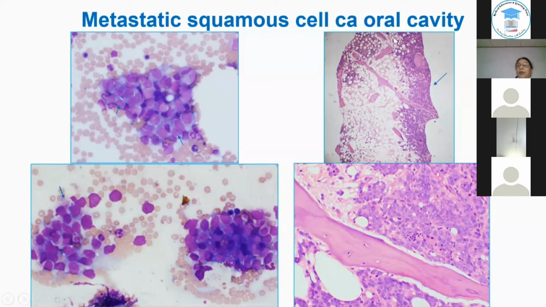And in the bone marrow biopsy, because this was a 60 or 70-year-old male patient, you can see most of the bone marrow is fatty, but here you can see the tumor cells. And on high power, you can see that these tumor cells have very prominent nucleoli.